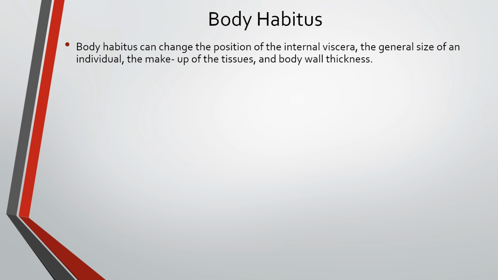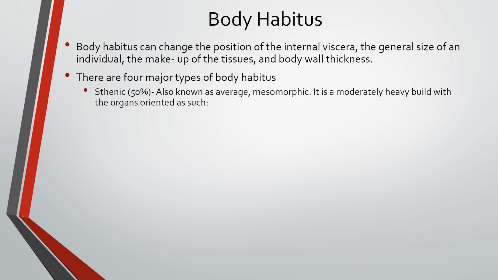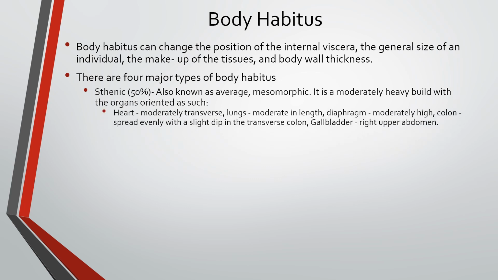We may already know about body habituses, but this is a secondary factor that we need to consider when performing the radiograph. Body habituses can change the position of the internal viscera, the general size of an individual, the makeup of the tissues, and the body wall thickness. There are 4 major types of body habitus. The most common one is sthenic. 50% of the population is typically sthenic, also known as average or mesomorphic. It is a moderately heavy build with the organs oriented as such.